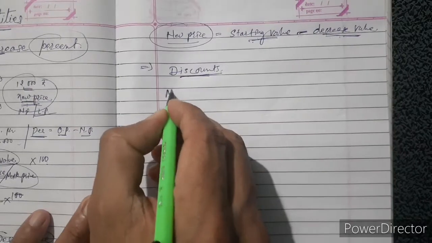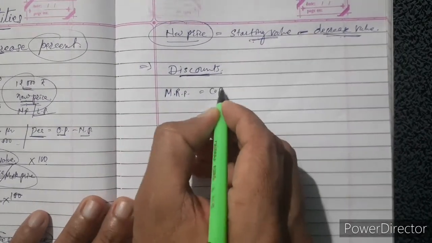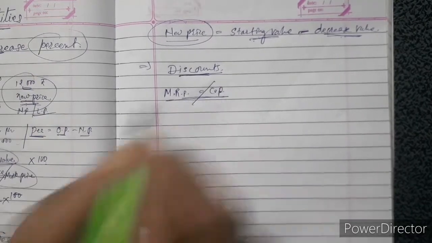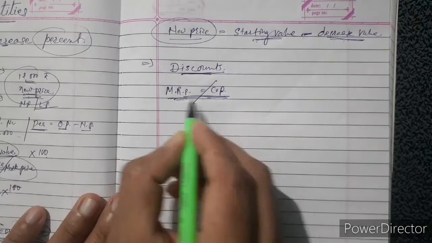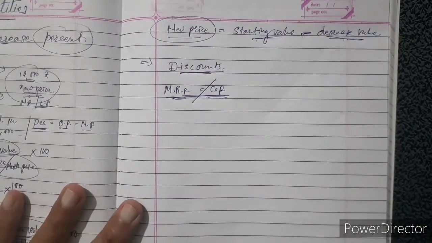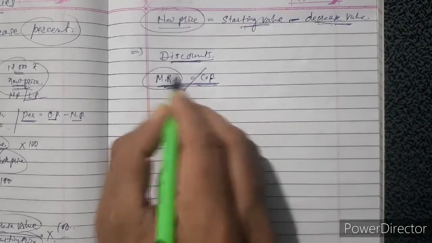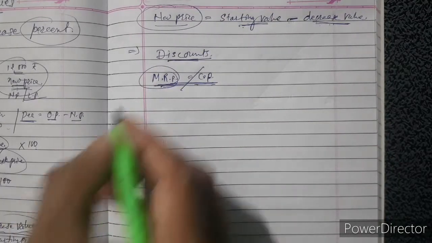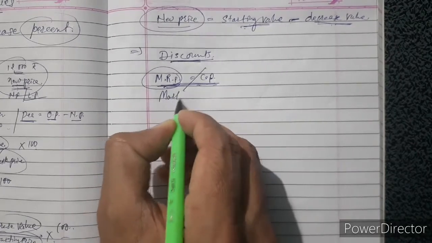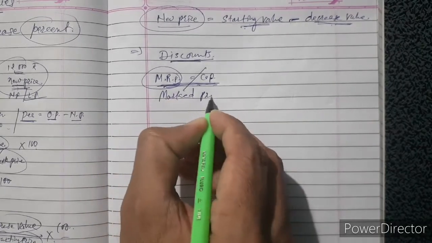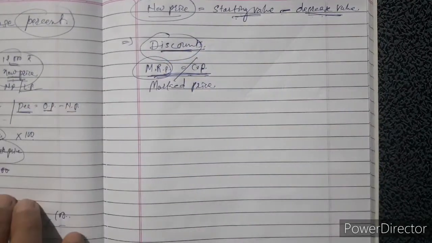Discount is always calculated on MRP, otherwise cost price. We are familiar with MRP and cost price. So in profit and loss we already calculate the MRP and CP. Okay, we use these words. That is always calculated on MRP, meaning maximum retail price, otherwise it's also written marked price. Okay, now how to calculate the discount?